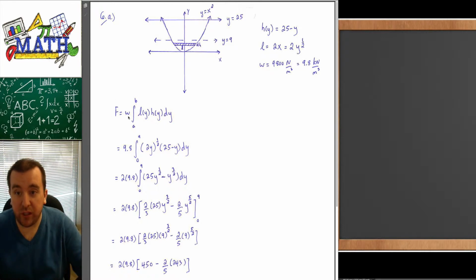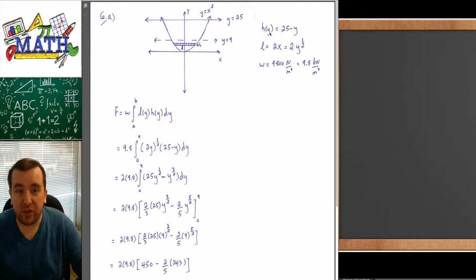F equals w, integrate from a to b, L as a function of y. This is our L value, right? It's the length of this element. H of y, which is our height of the element here. And in order to do that, we're going to integrate with respect to y here, not h. So that means we need to get L and h in terms of y.